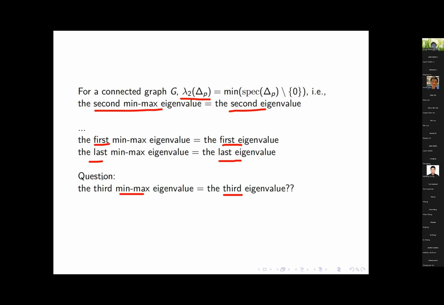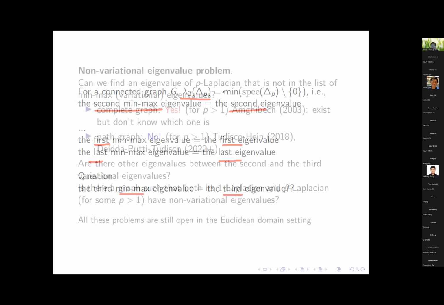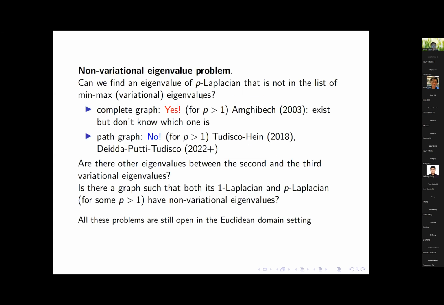And in general, there is the non-variational eigenvalue problem. Can we find an eigenvalue of the p-Laplacian that is not in the sequence of minimax eigenvalues? For the complete graph and p larger than 1, the answer is yes. We can find many non-variational eigenvalues on a complete graph with p larger than 1, but we don't know which one is which. And on the path graph, the answer is no for the p-Laplacian with p larger than 1.